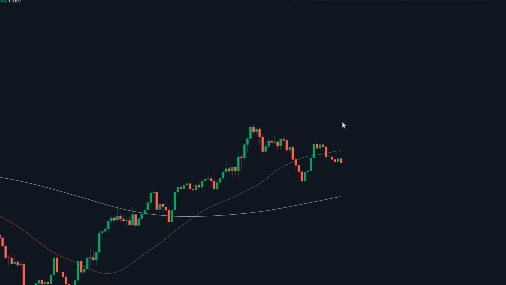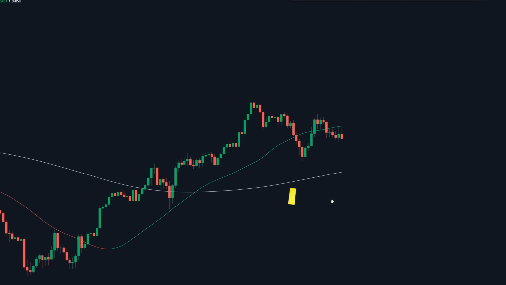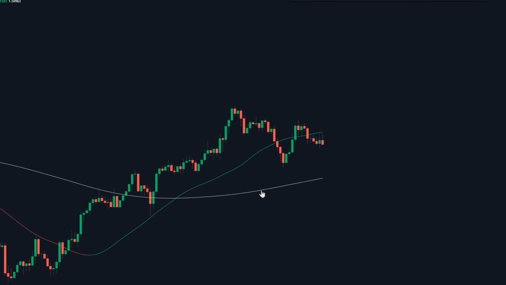Now, here's how we're going to use this indicator for trading. To take a long trade, we're going to first of all identify a bullish trend using this indicator and then identify a market pullback within that bullish trend using this same indicator. And then we're going to enter the trade after the pullback.